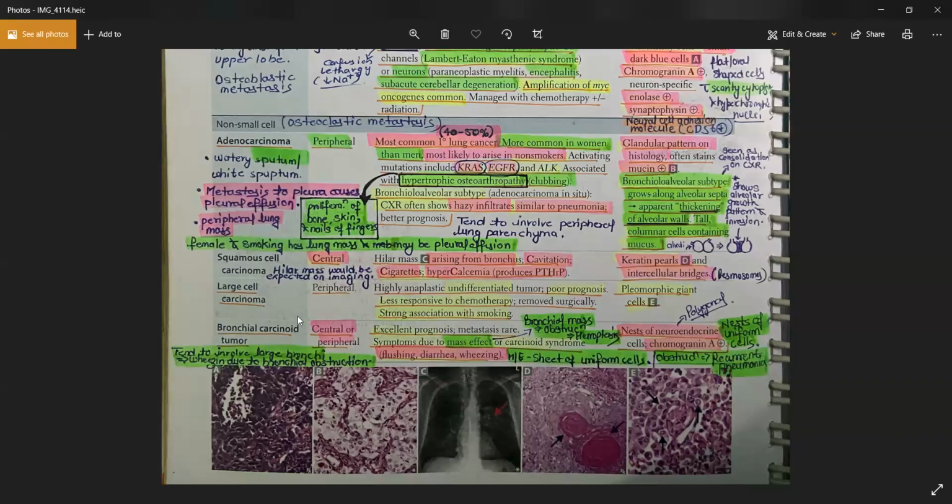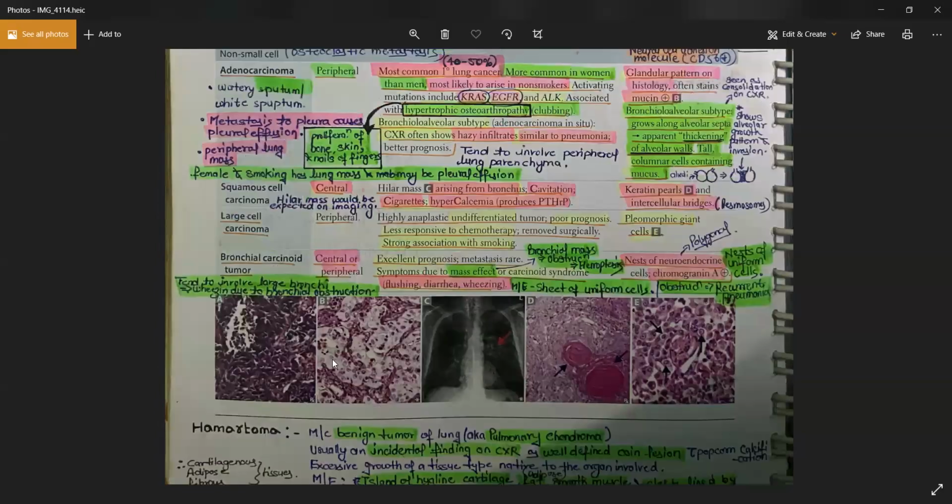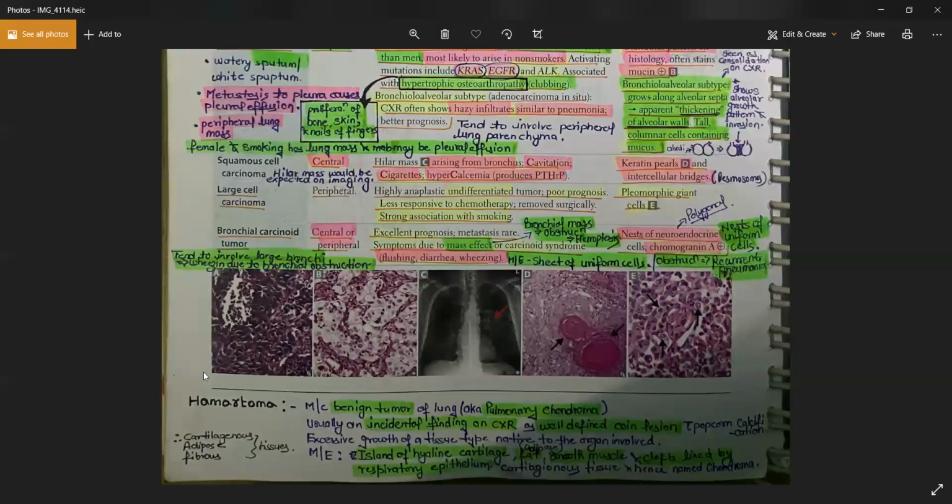Other than that, the patient can also have a hamartoma in the lungs, and just like any other hamartoma, you will have normal tissue but a very abnormal kind of architecture, right? When you take the biopsy, you will find this tumor is having cartilage, fat, smooth muscle, and respiratory epithelium will be present, but all of them in a disorganized manner, right? And there must be a very well defined coin lesion on the X-ray. So that is a hamartoma. It is a benign tumor, and it is also known as a pulmonary chondroma.